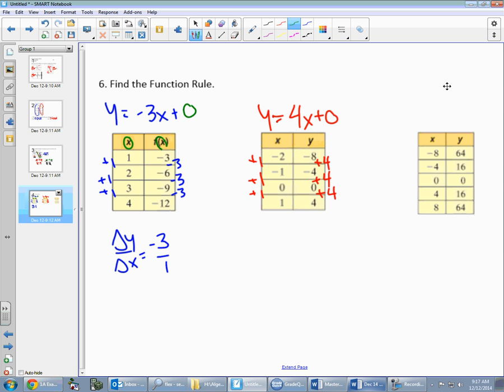For the last one, you're looking for a common difference. This is -48. This is -16. This is +16, and this is +48. Well, there's not a common difference. That means that this is not linear. And you might notice that 4 squared is 16 and 8 squared is 64. So y equals x squared is your function. And that's it for all of our function work.